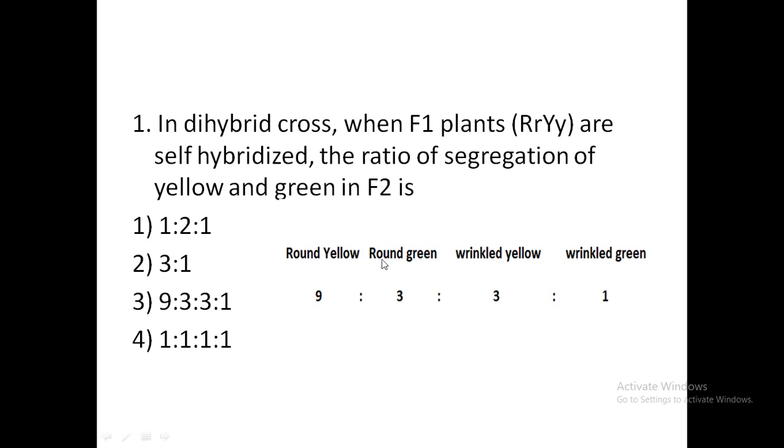Now, out of these 16 phenotypes, how many are yellow? 9 are yellow, and here 3 are yellow, so in total 12 yellow seeds are there. Now out of 16, how many are green? You can see 3 plus 1. So 12 are yellow, 4 are green. That is nothing but 12 is to 4, which is nothing but 3 is to 1. So here the answer is 3 is to 1.